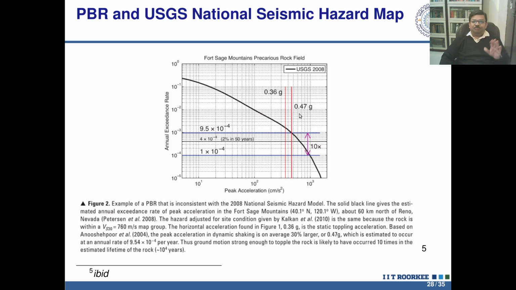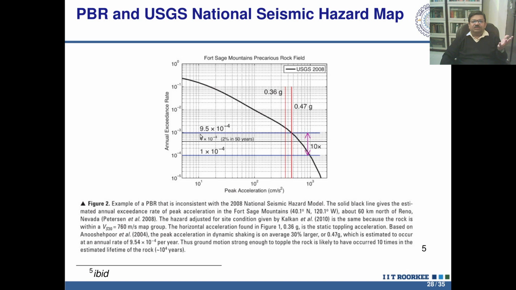Right? Now that 0.47 g level is here, right? And for the 10,000 year age of that rock mass, that is the minimum age, at least 10,000 years old. So there is a factor of, I mean, the time span here. So this block should have toppled 10 times over in the period since it was standing. Right? So this is the 10,000 year return period ground motion level. Right? So it should have been toppled 10 times over.